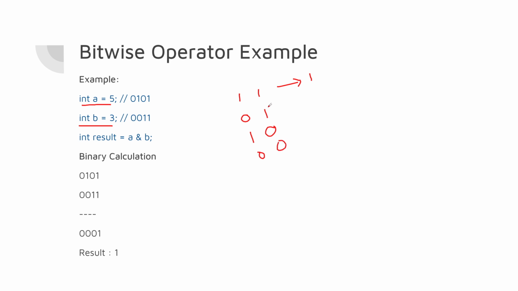Out of these three possibilities, the output will be 0, because the AND operation is nothing but if both my inputs are 1, then only I can obtain the output as 1. In the remaining cases, the output will be 0.